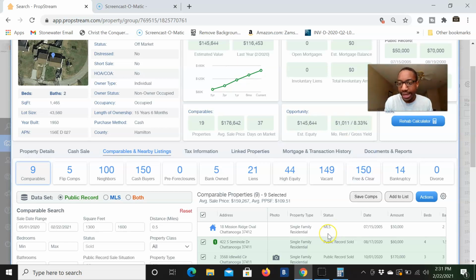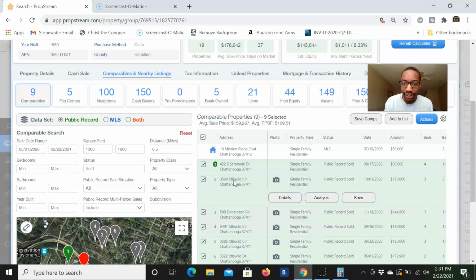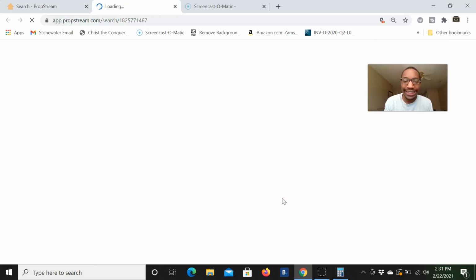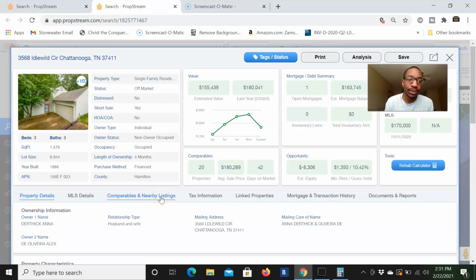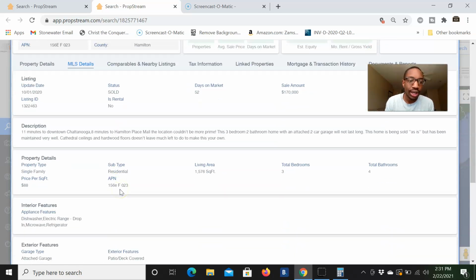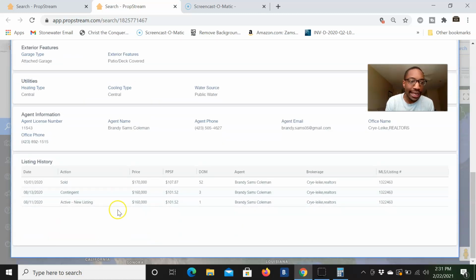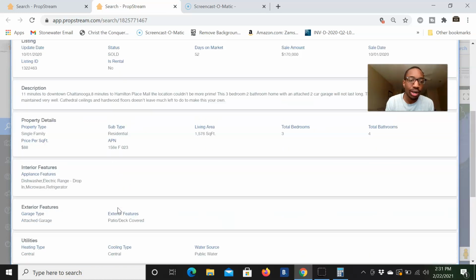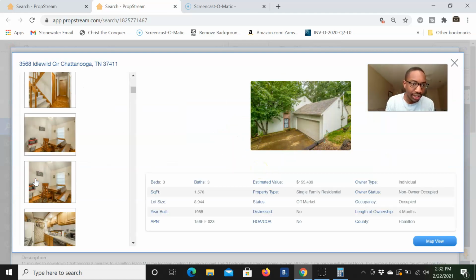So for example, I can look at this property right here. This property sold for 170. I'll just click details and it will pull up the information about this property. It's loading up, and it's the same exact information that you got from the last one. What I like to do is look at MLS details, see if this was a fix and flip. So it was active 8/11. It seemed like this person probably owned this property for a long time, so this property does not seem like a fix and flip. Maybe it was. No, it wasn't.